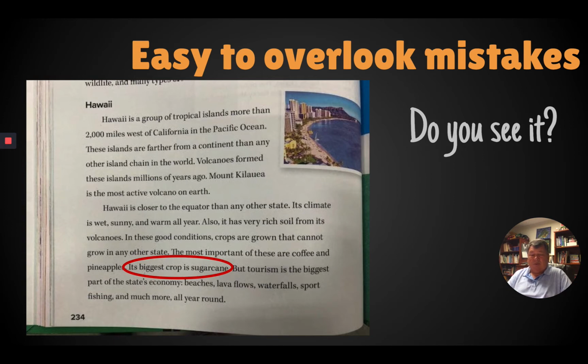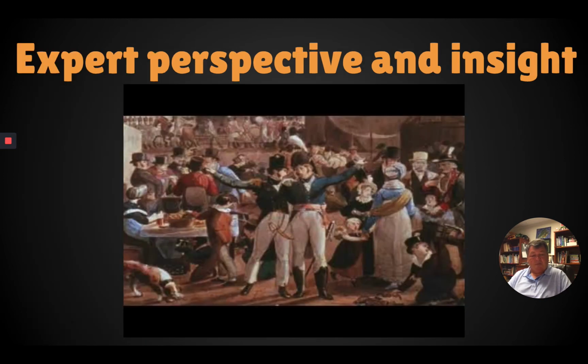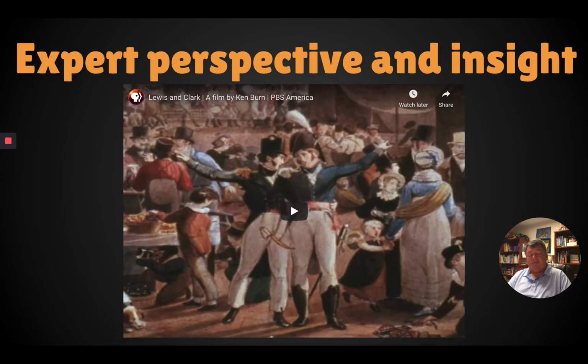You know what? We don't grow sugarcane in the state of Hawaii anymore. The last plantation shut down, I think, in 2014, I think it was on the Big Island. And I pointed this out to the publisher's representative there, and I said, your textbook is inaccurate. And they weren't really interested in hearing from me. So be careful. It's really easy to overlook mistakes when you're trying to summarize a lot of information. Do some vetting.